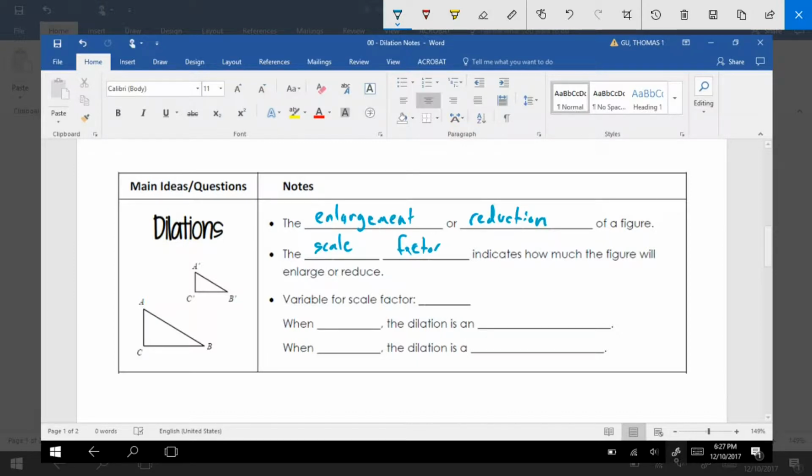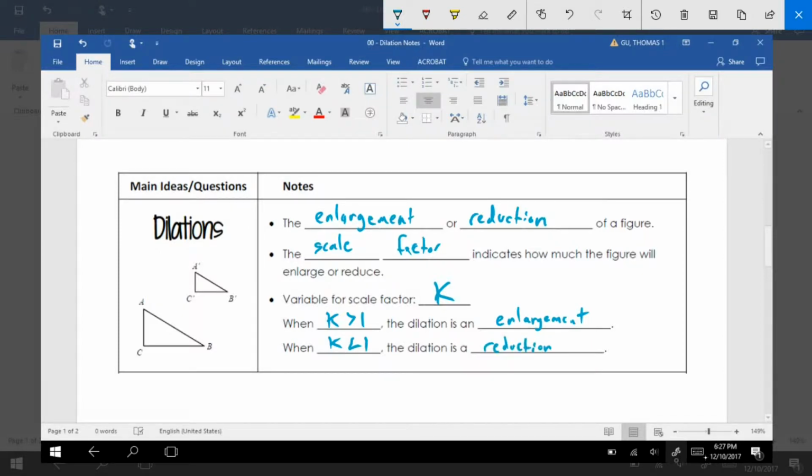And the variable for the scale factor, what letter do you think it is, guys? Take a guess. There's a 1 out of 26 chance that you can just guess a random letter and get it right. If you said K, then give yourself a big high five, because how did you guess that? That's crazy. It's K. If K is greater than 1, then the dilation is going to be called an enlargement. And if K is less than 1, then the dilation is going to be a reduction.